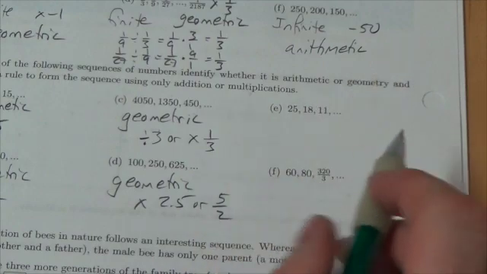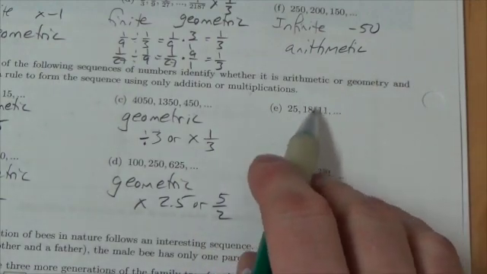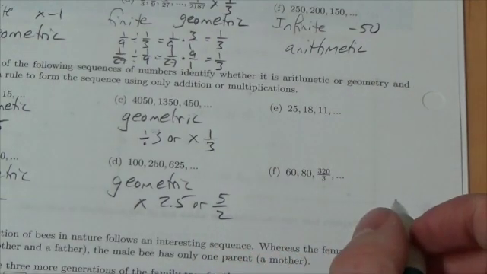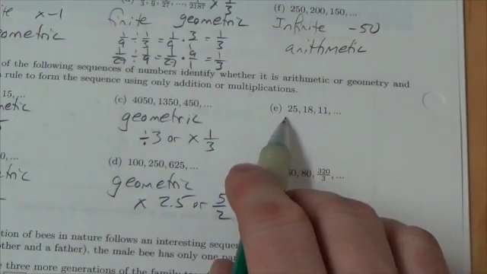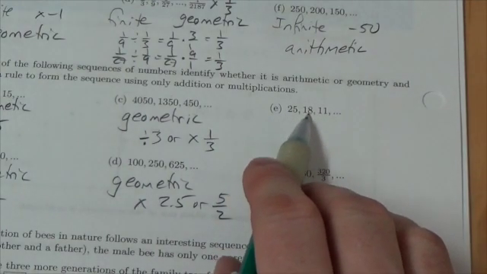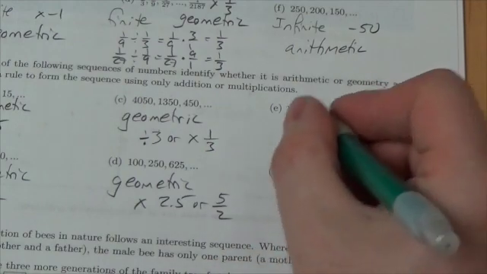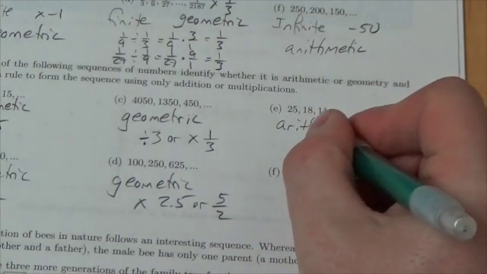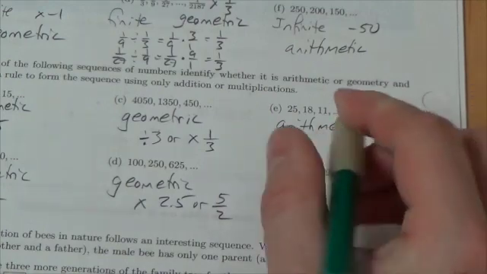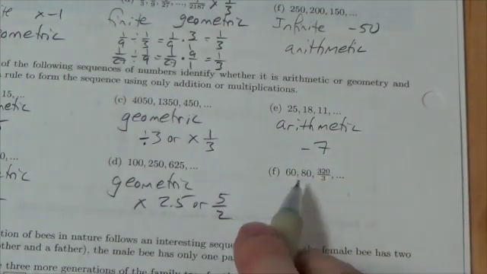25, 18, 11. Okay, 11 is a little bit of an awkward number here. So let's just check addition here. To go from 25 to 18 would be to subtract 7. 18 to 11 is subtract 7. So this is arithmetic. And the rule is we are going to subtract 7.